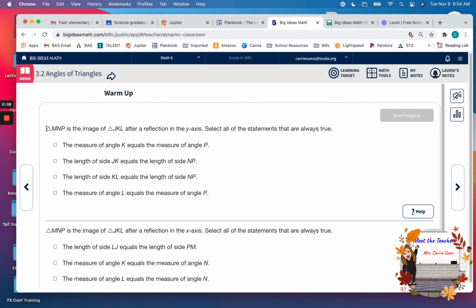Okay, so this says triangle MNP, that just means the 3 vertices labeled, is the image of triangle JKL.